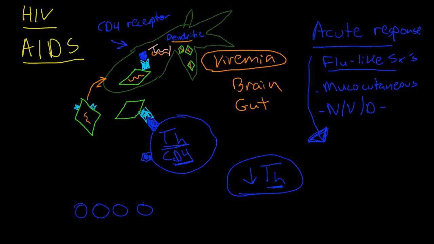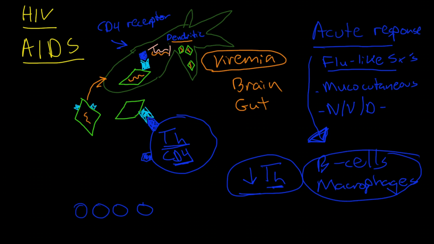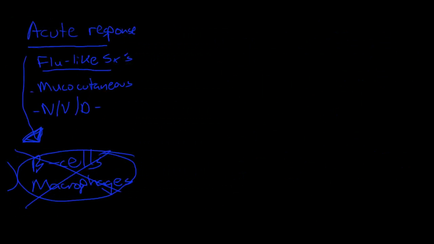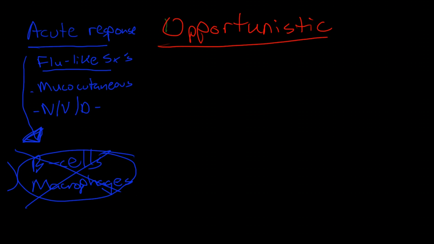Now, we still can have an immune response. We still have B cells, and we still have macrophages, but these elements of the immune system are very blunted without the helper T cells cranking out cytokines. So this leaves us open to what are called opportunistic infections. Now, opportunistic infections are infections from bacteria and yeast and fungi that are ubiquitous in the environment all the time.